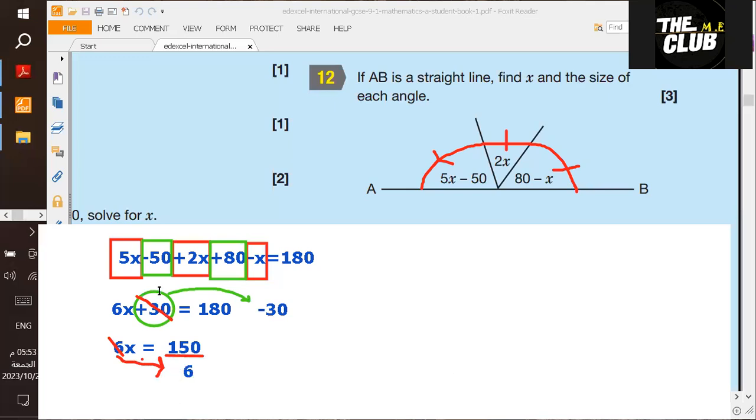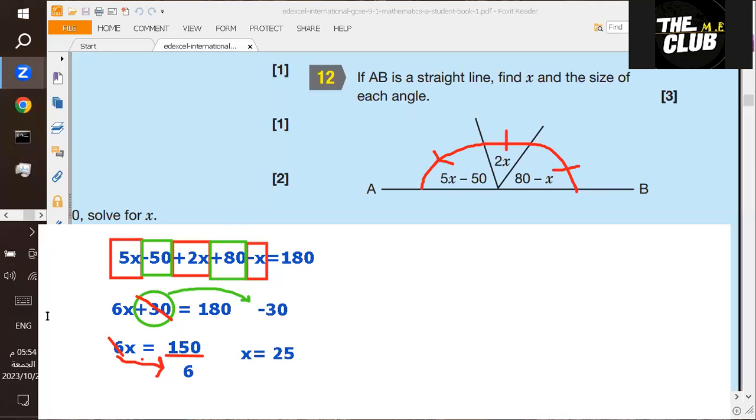So 150 divide 6. So at the end, x would equal 150 divide 6. I can use a calculator here. Always use calculators because maybe you did it in your head and you got a wrong answer and you don't know it's a wrong answer. So it will ruin everything. So 150 divide 6 is going to be 25. So x equals 25. This is the first step of this question. So first we found the value of x. Okay. Now, as the question said, find x and then find each angle.